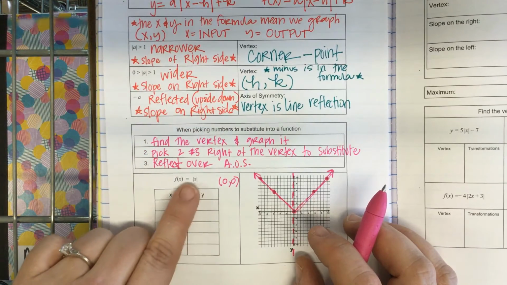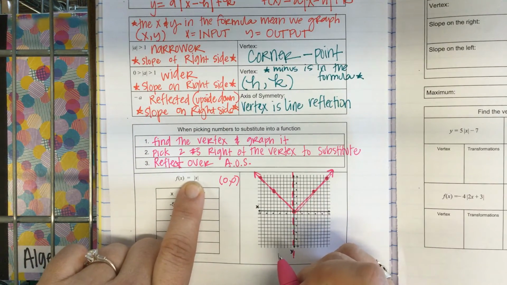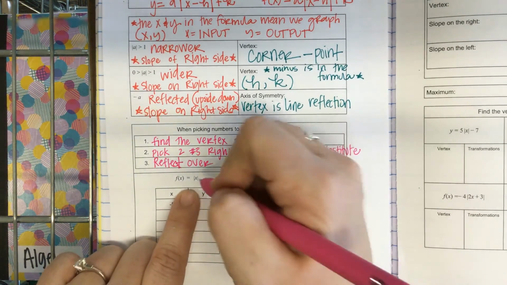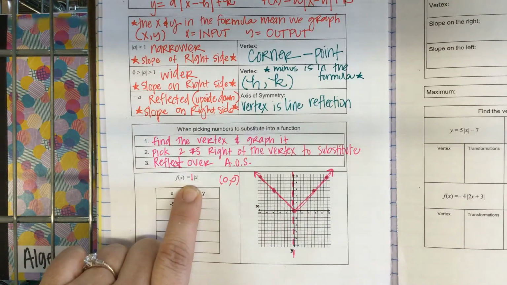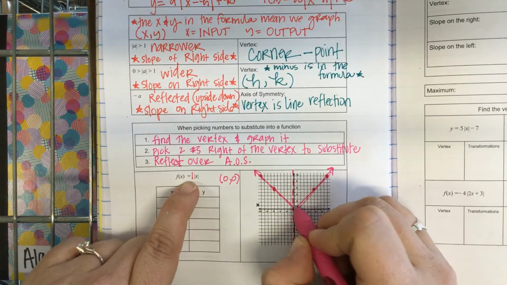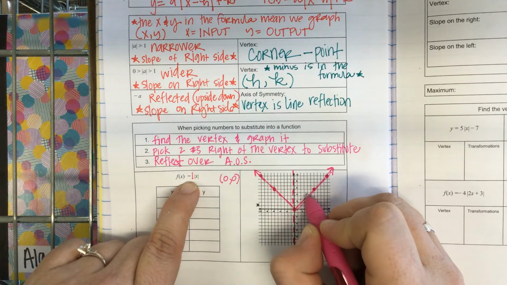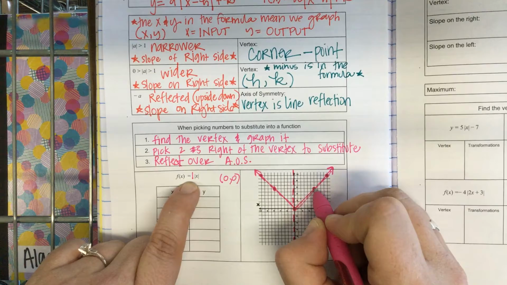What was my A value on the right side? Left side, what was my A value? 1. So my slope is 1 over 1. Up 1 over 1, up 1 over 1, up 1 over 1, and so on.